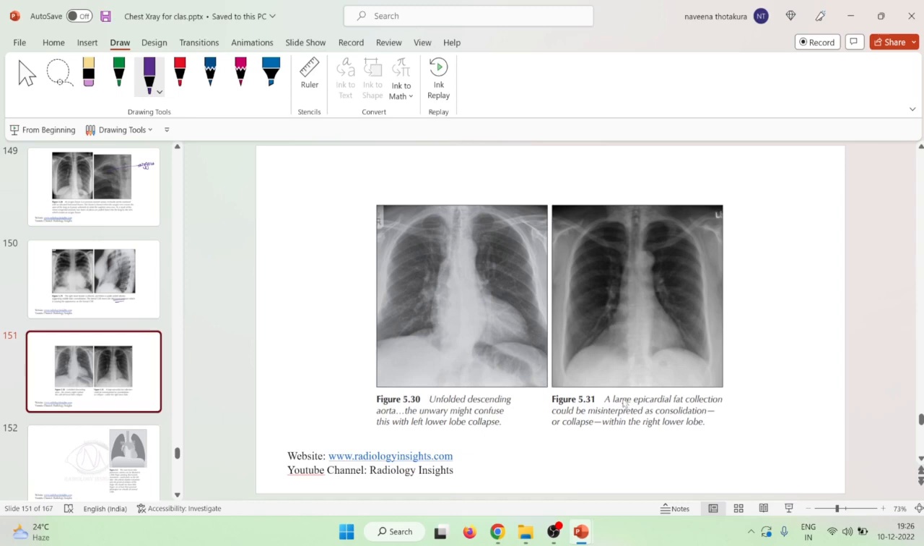So that can help us distinguish. If we have any doubt about the imposters, or whether it is really collapse or not, it is better to obtain a lateral chest x-ray and then decide whether to give the diagnosis as collapse or not.